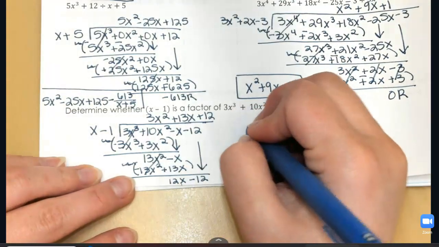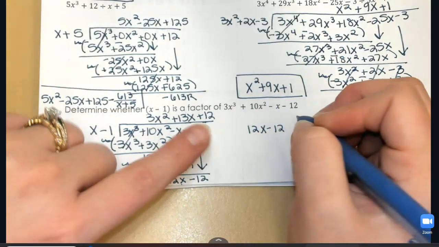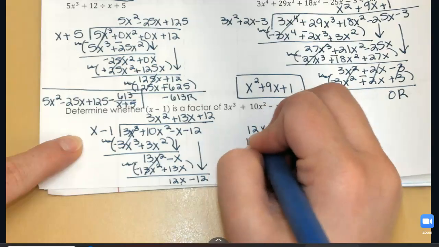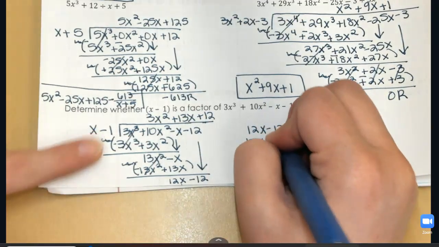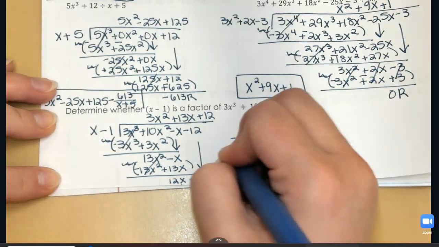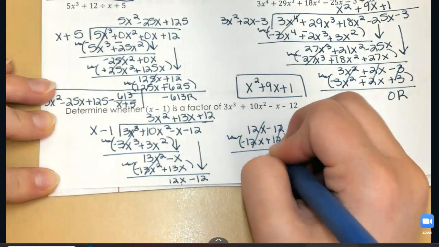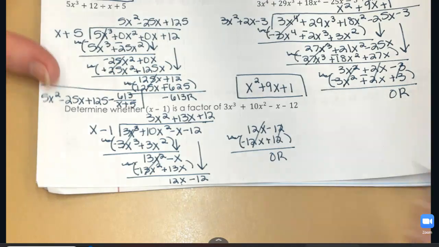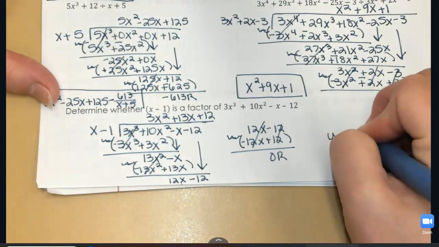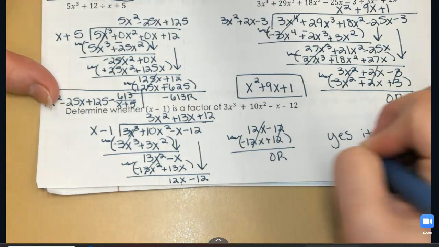So when I multiply, I had that 12x minus 12 here. Then 12 times x is 12x. 12 times negative 1 is negative 12. I'm subtracting, distributing my negative. And everything once again cancels, and I get a remainder of 0. So the answer would be yes, it is a factor.